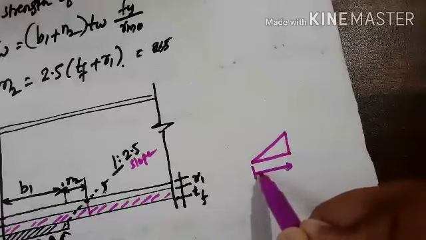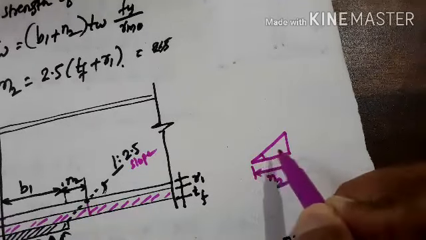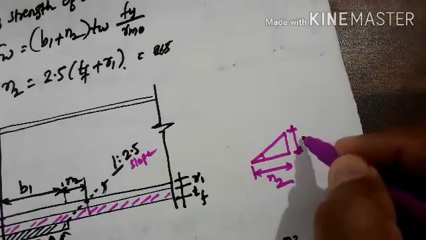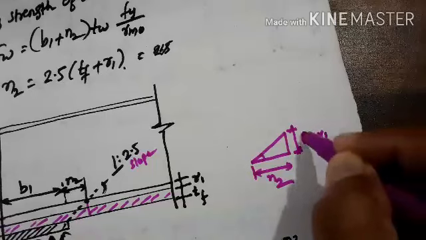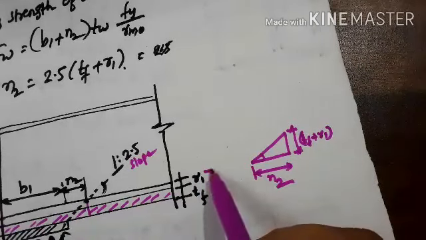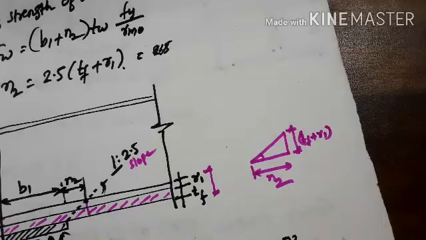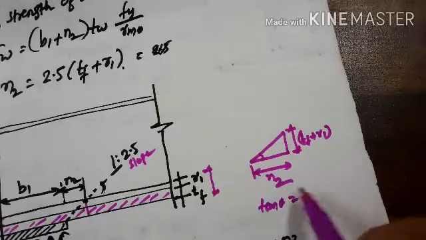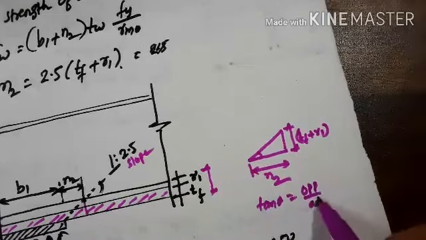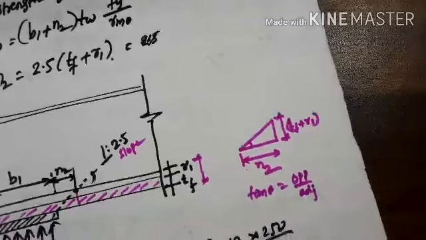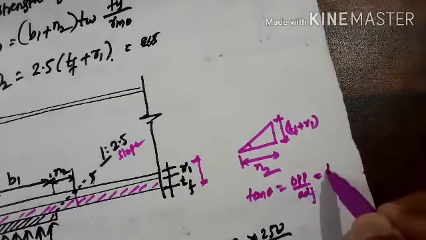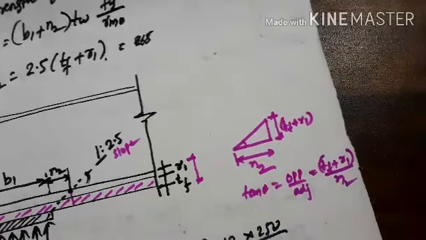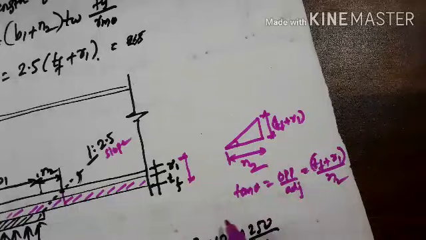Then this will be N2, this is theta, and what will this total thickness be? Thickness of flange plus R1. Then how to get N2? Tan theta equals opposite by adjacent. Opposite is thickness of flange plus R1, divided by N2. Then I'll get N2.